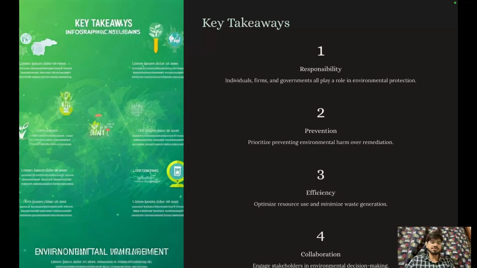Here, the diagram also indicates the important things in the form of key takeaways.